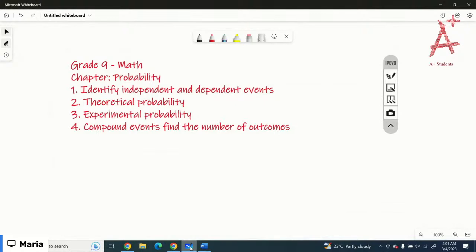So we're going to start with grade 9 maths. You can find all the lessons on aplusstudents.com.